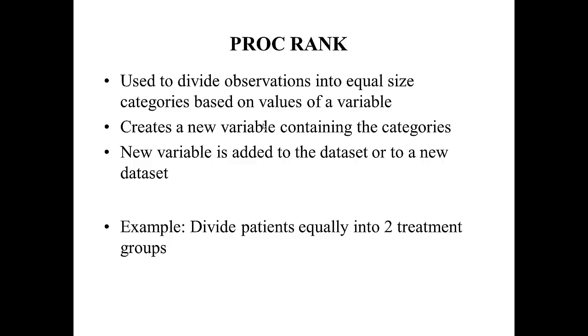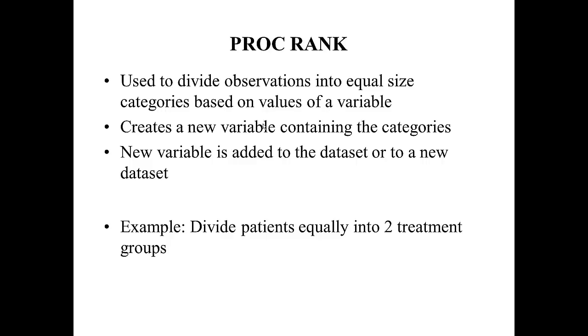And so one way that PROC RANK is helpful is when you need to divide patients equally into 2 treatment groups. But more generally, when investigating the relationship of a continuous independent variable to a dependent variable, it is often desirable to divide the independent variable into categories and then see how the dependent variable changes across the categories. So let's suppose you want to investigate the relationship between change in weight and change in blood cholesterol. One analysis you could do is divide people into categories based on their weight change and compare the average cholesterol change across the weight change groups.